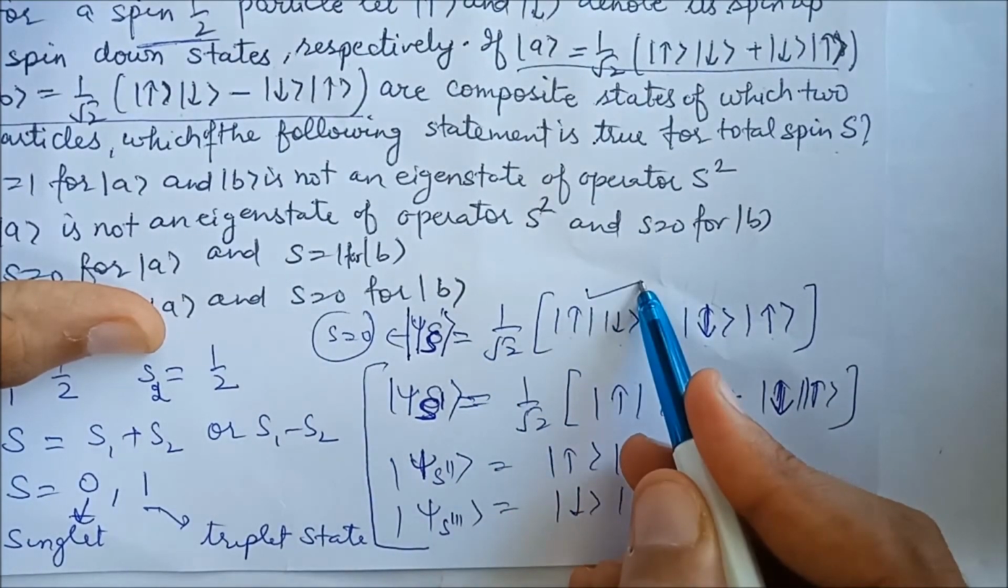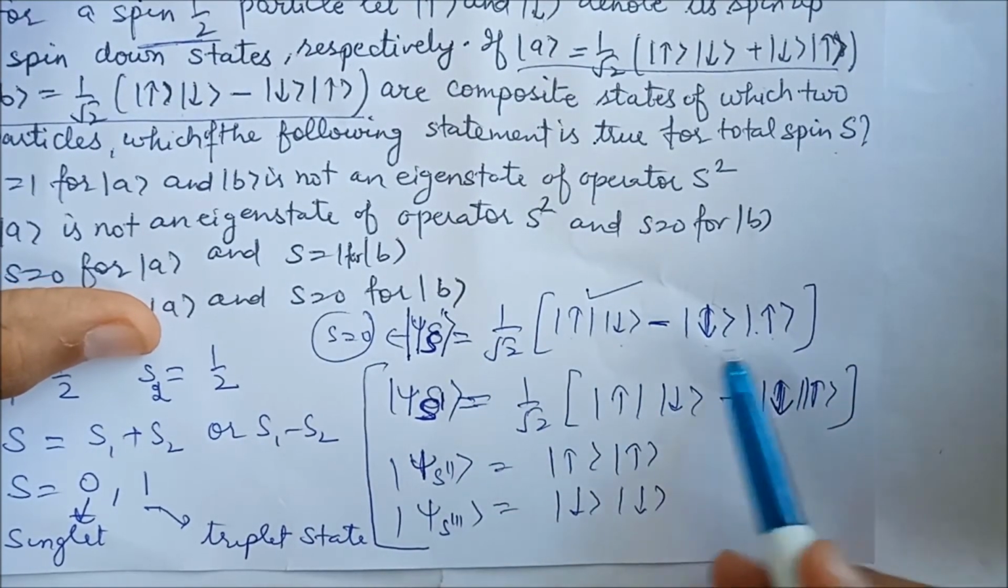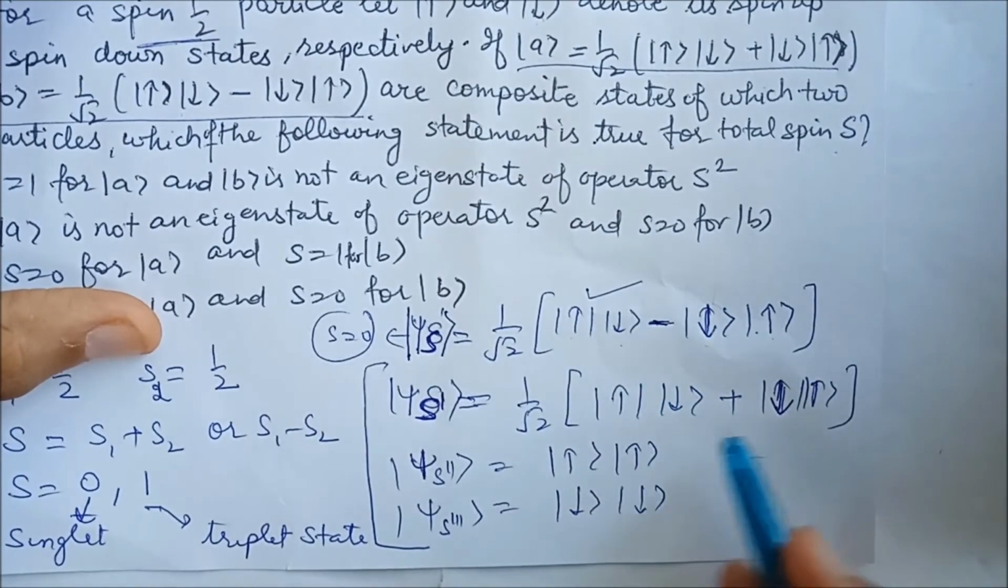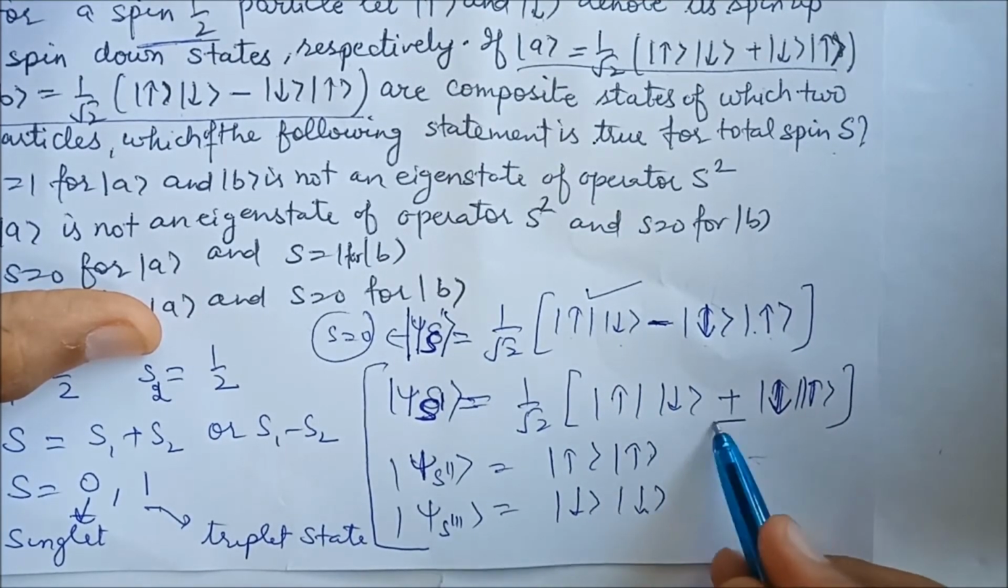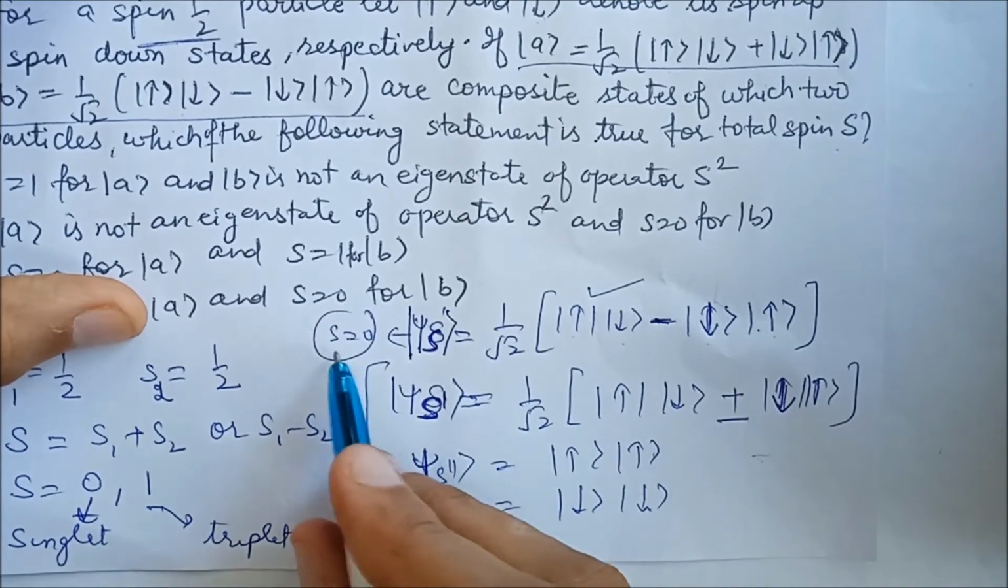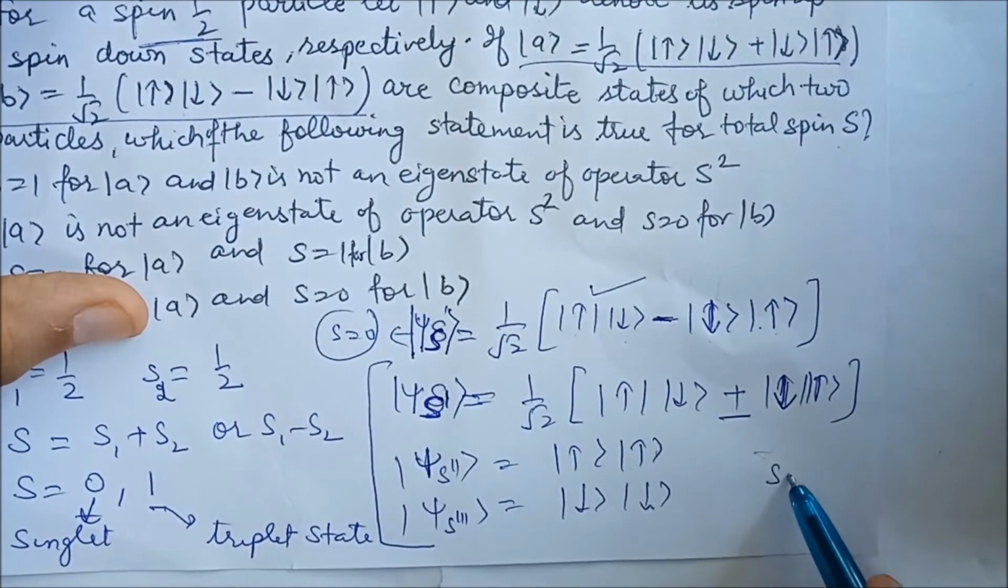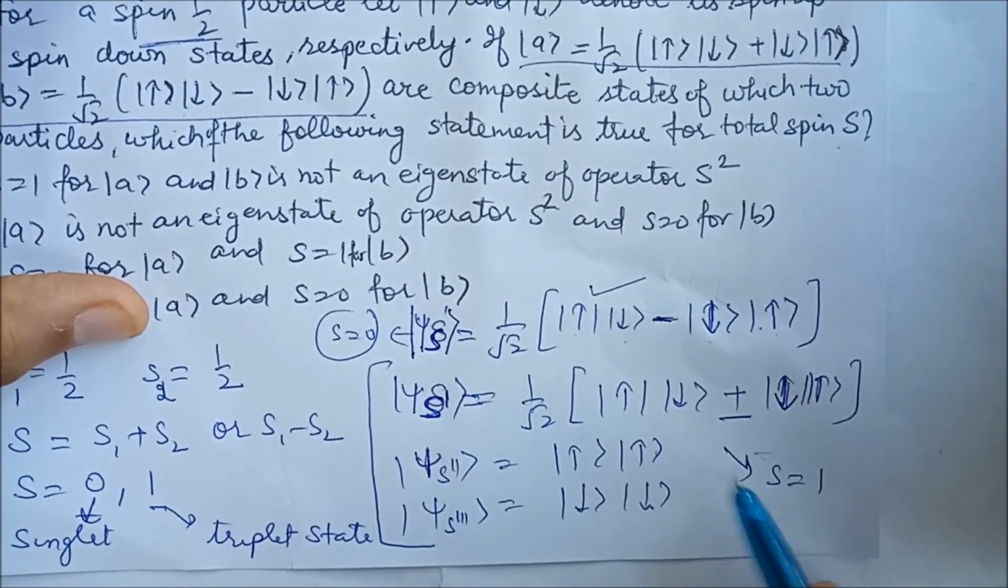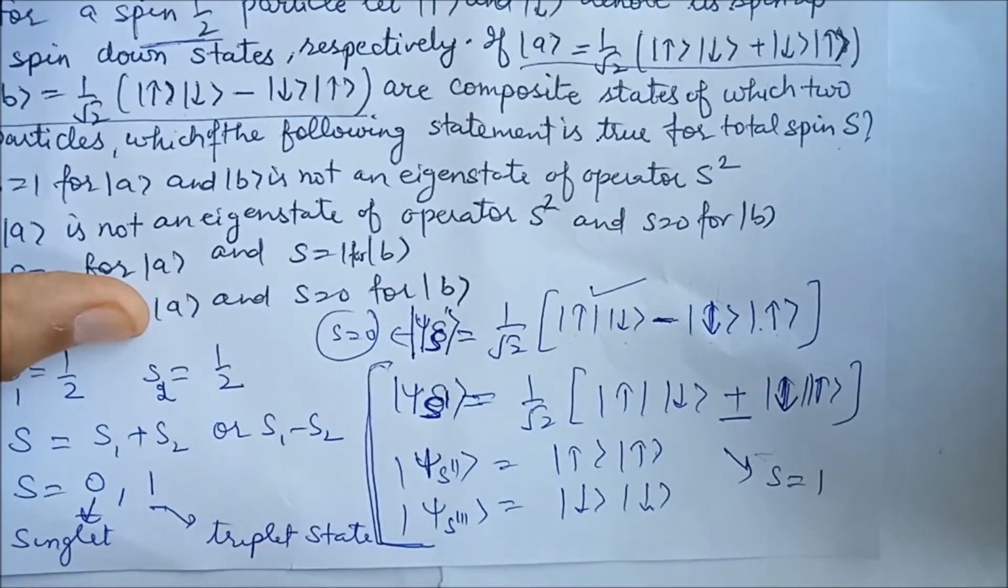This is for the singlet case. For the singlet case it is antisymmetric and has a minus sign. For the triplet case all these states are symmetric and here it is a plus sign. So this is for S equal to 0 and these 3 states are for S equal to 1. So these three states are for S equal to 1.